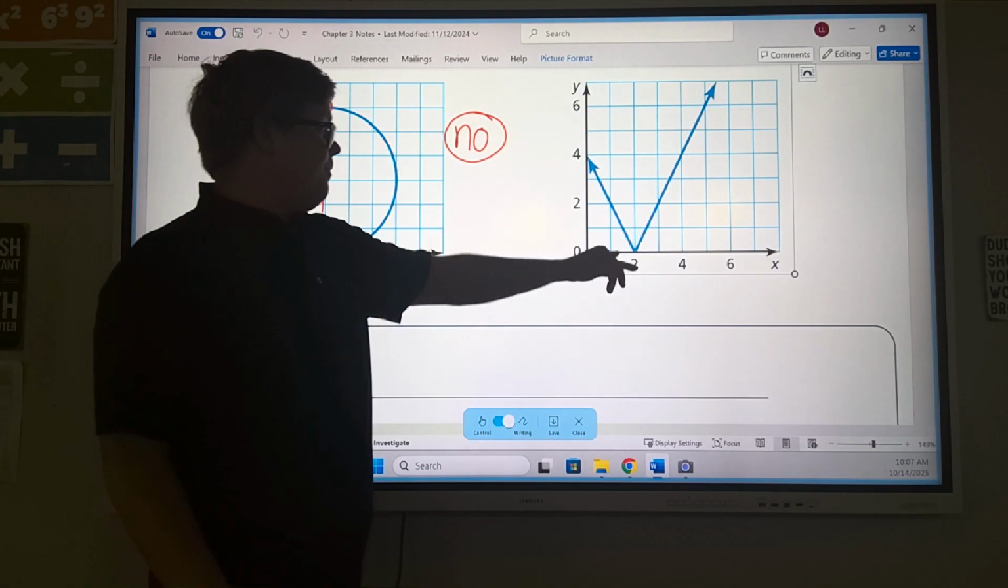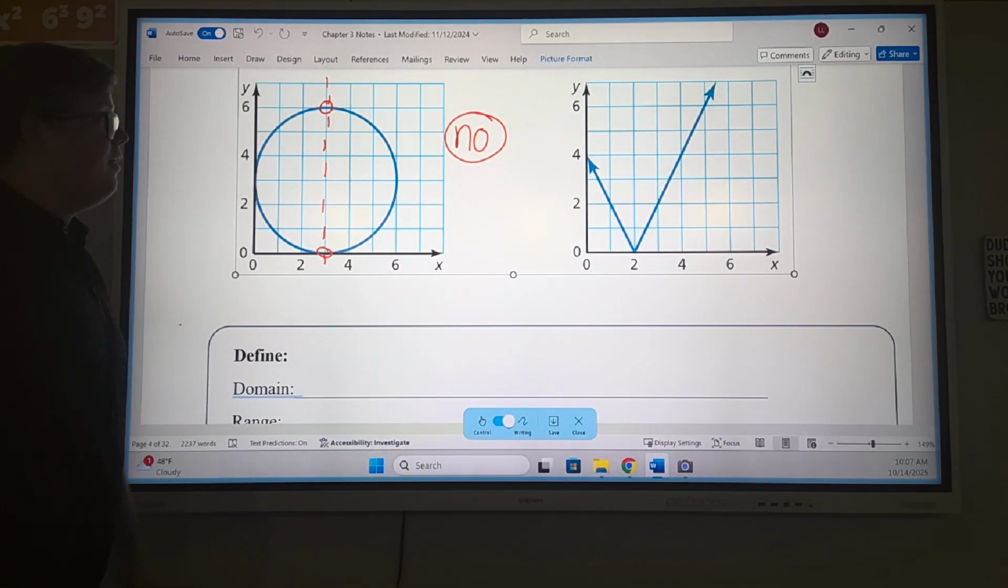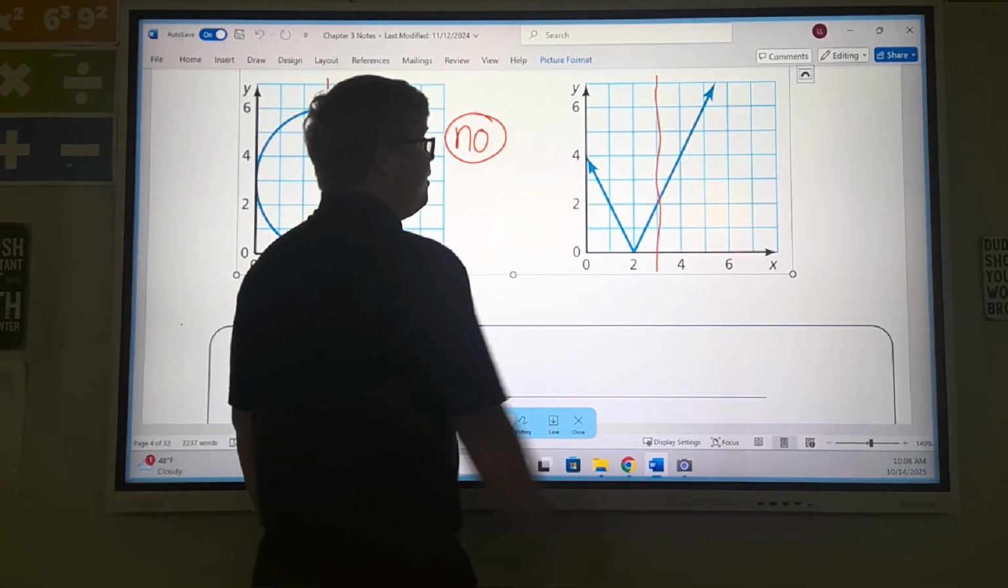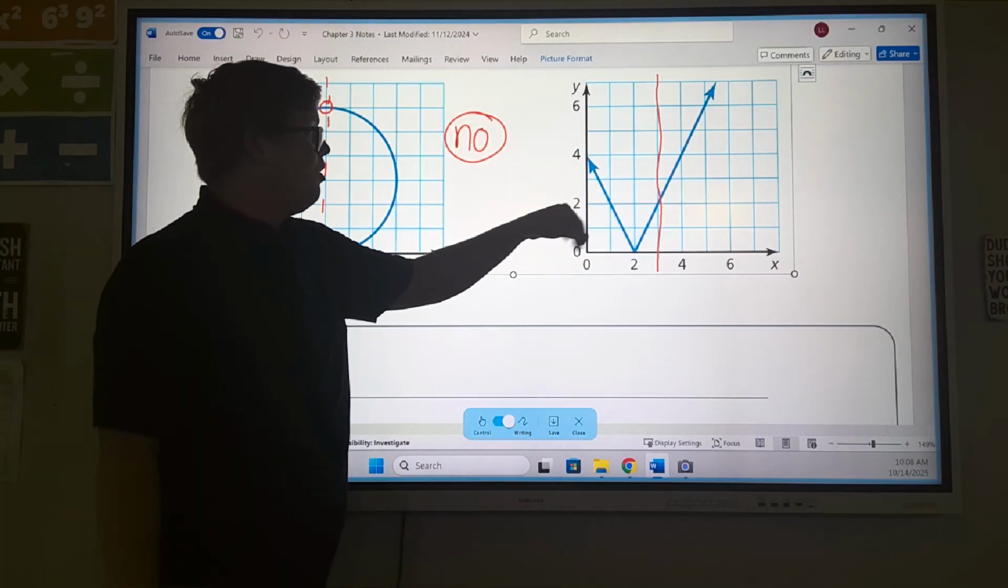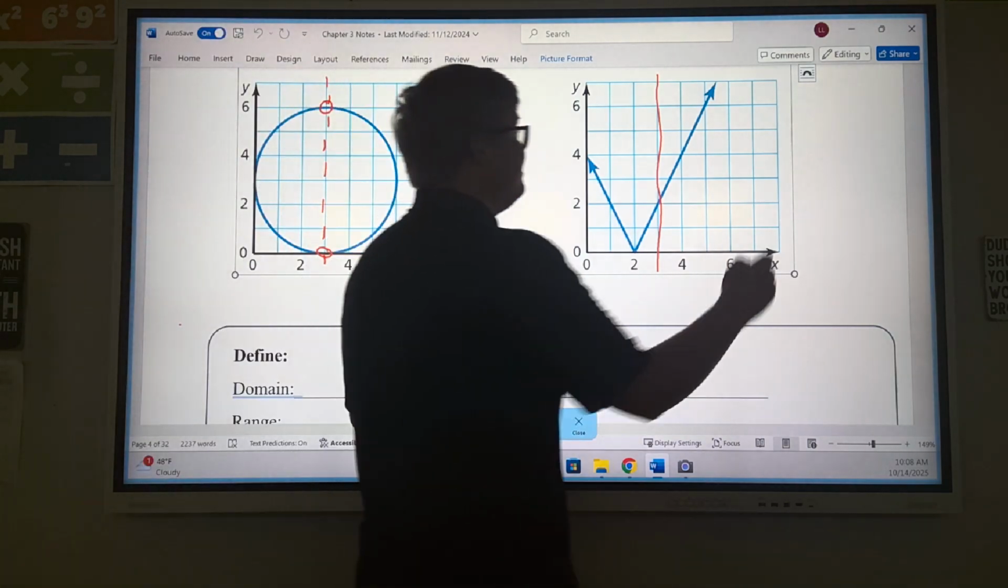Now we look over here. We kind of went over this when we were talking about the vertical line test. We know in this situation, if we were to draw a vertical line, I know it's not a very straight line, but it's a vertical line. We see that in no location is the same x going to be used, therefore it is a function.